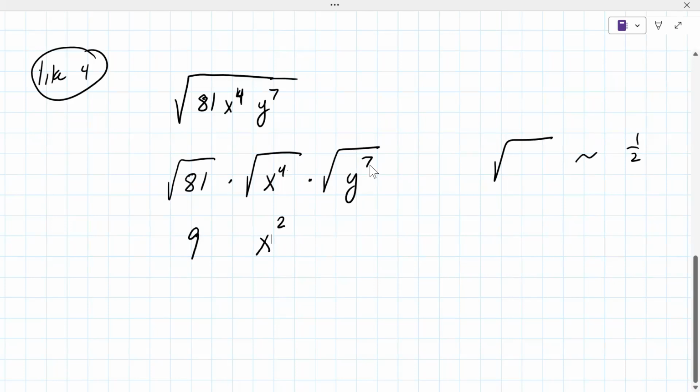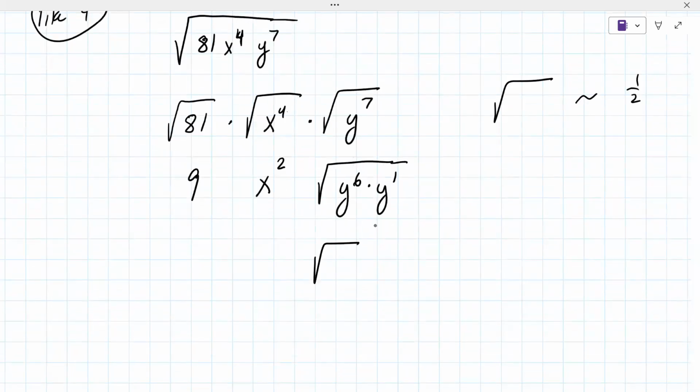Now the 7 does not divide evenly. So we're going to break this one up into the square root of y to the 6th times y to the 1. 6 and 1 make 7. It's an odd number, so we're going to split it apart. Is that okay? All right. Now it becomes the square root of y to the 6th times the square root of y.